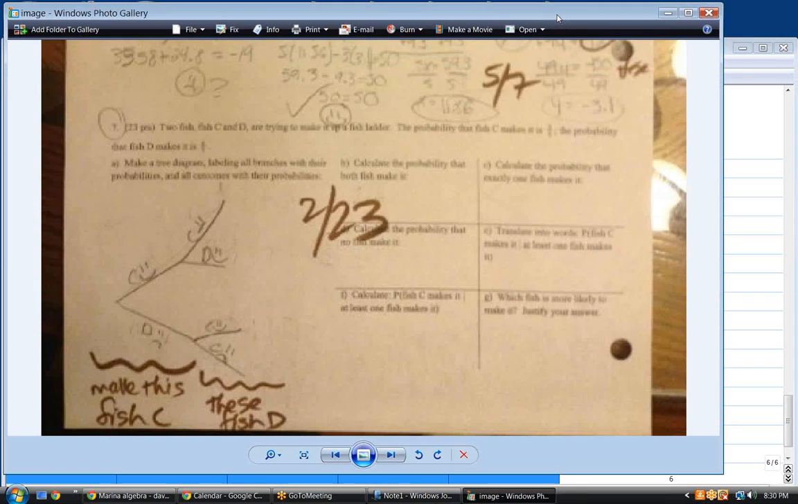So these fish have to climb this ladder, and C has a probability of 3/5 to make it all the way up the ladder, or just each rung? It's like, well, one branch would be like fish C does make it all the way up. How many rungs are there in the ladder? I don't think it matters. It's just whether they make it or not. Okay.